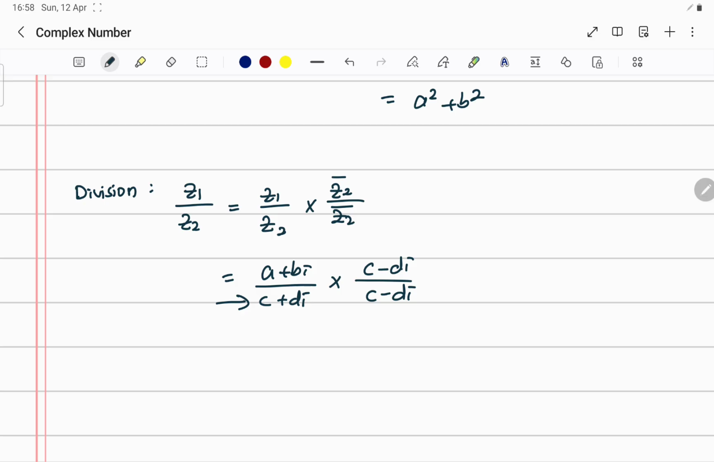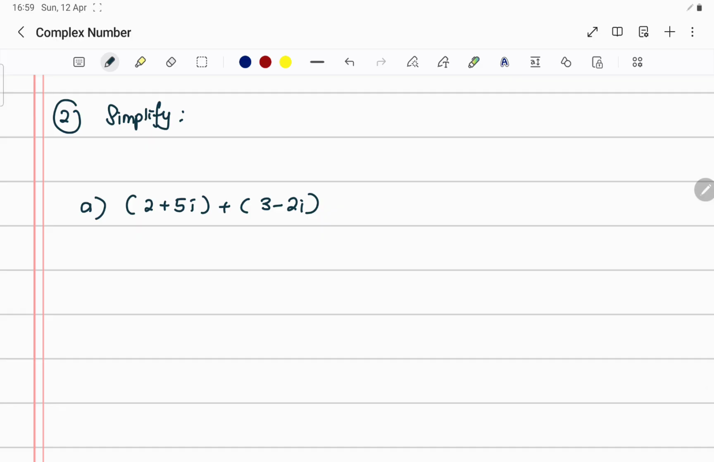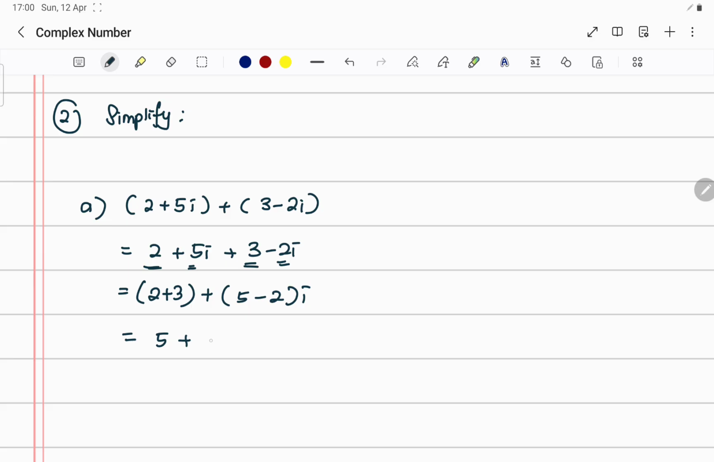Okay, so we proceed to the exercise. We go through question 2. They ask us to simplify 2 plus 5i plus 3 minus 2i. So here it is easy, you just expand this properly. You're going to get 2 plus 5i plus 3 minus 2i, and then combine together the real part, which is 2 and 3. So 2 plus 3 plus 5 minus 2, i here. So you will get 5 plus 3i. So that's it for question A.